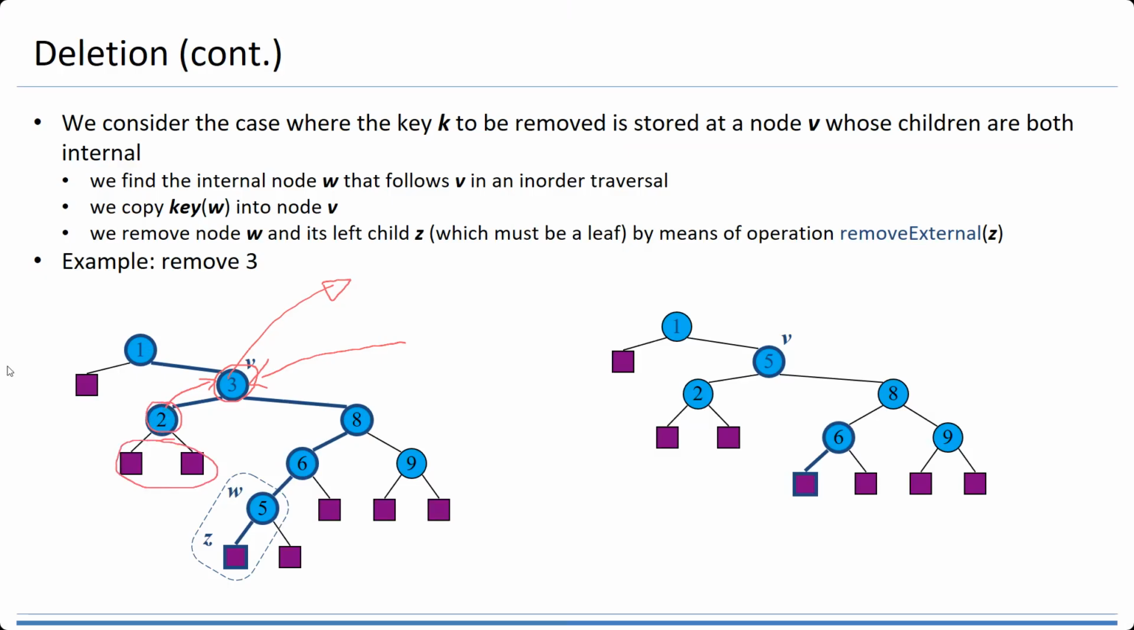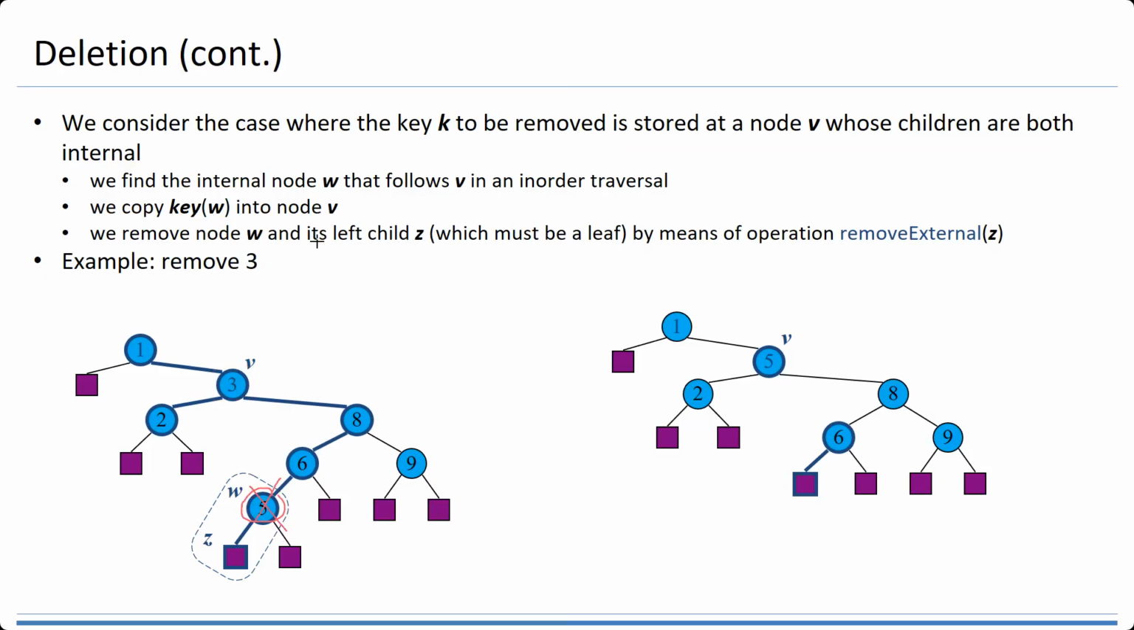We need to find the internal node that follows V in an in-order traversal. So after 3, what is the next node? It is 5. We follow the in-order traversal, then after 3, we select 5. Then we copy the key of W, so we copy the 5 into the node V. We copy 5 into this position. And then we remove W. So we remove it here.